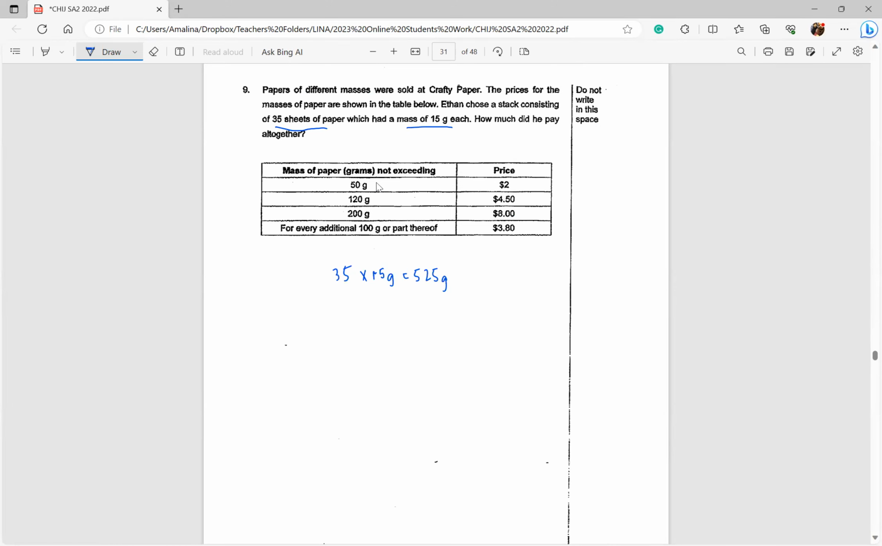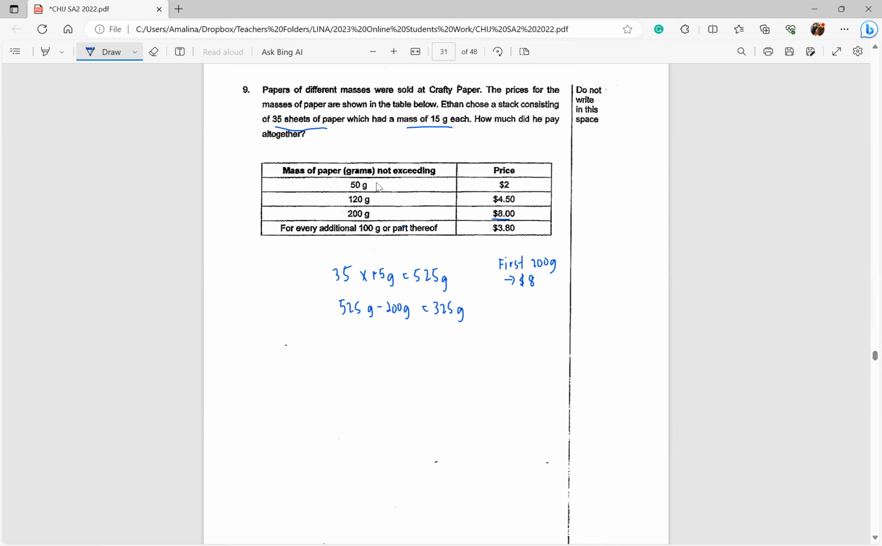So if you're given this table, you need to find the one closest to your 525 gram. So 50 gram is $2, 120 gram is $4.50, 200 grams is $8. So you realize that you must take your 200 gram. That's the maximum, okay, of the mass of paper. So 525 gram, I minus off my 200 gram. So I get my 325 gram. So the first 200 gram is your $8. Okay, so this is your $8.